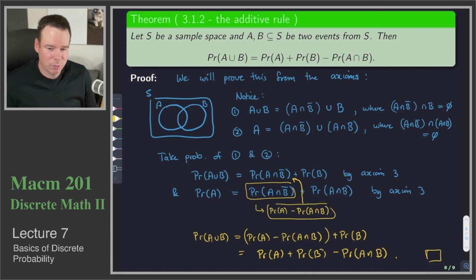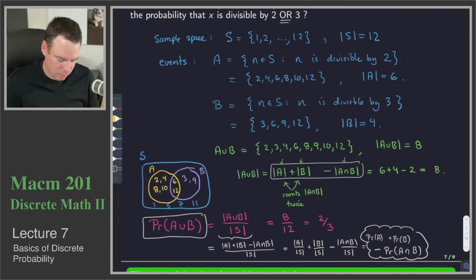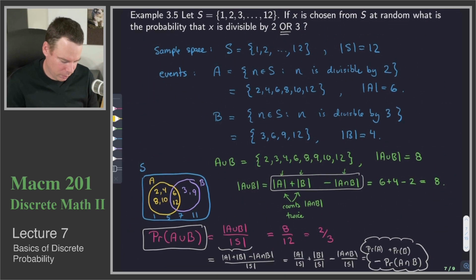So this is a much more general version of axiom 3. This additive rule now allows us to compute the probability of the union of two events regardless of whether they are disjoint or not. If we think about this, we can now go back to that previous example and do it in the following way. So we're going to revisit it. We've got events A, B, and A union B.